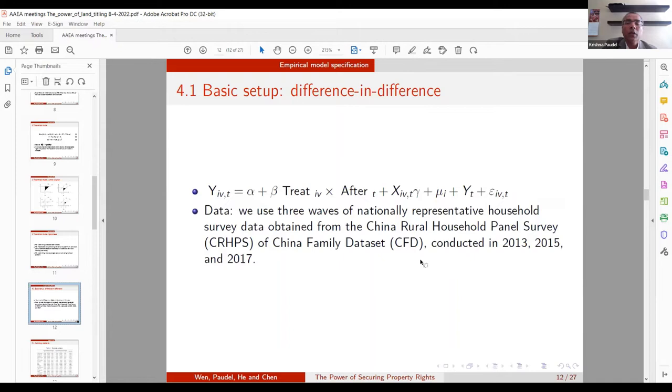So we use this DID setup here. The outcome is whether farmers transfer their land or not, and the treatment variable is whether there is a land titling or not. And these are the other time-variant variables. These are the fixed effects capturing the farmer-level characteristics, and this is the fixed effect for time. So we have two-way fixed effect models that capture a lot of heterogeneity and also cancel out many of the time-invariant variables.